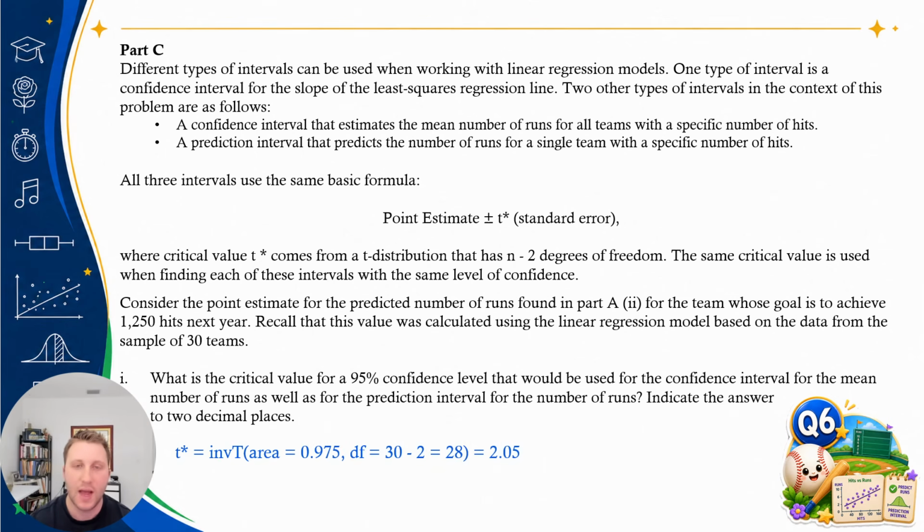In my case, I used inverse t. The area was 0.975. That's going to correspond to the 97.5th percentile, which is going to capture between negative t and positive t, the middle 95% of the data. And I got an answer of 2.05 for my critical value for both of these intervals.